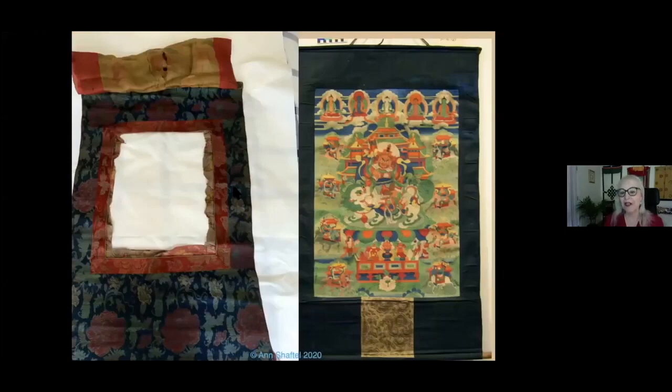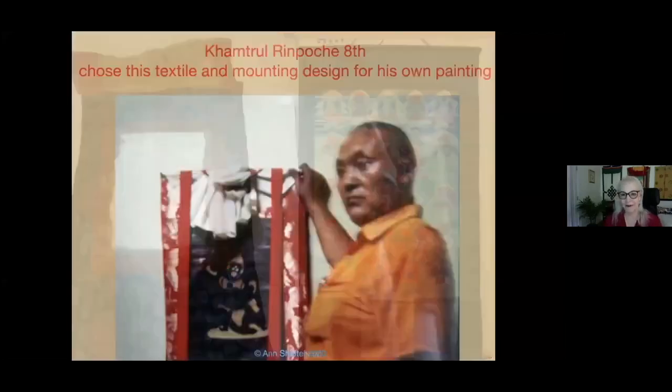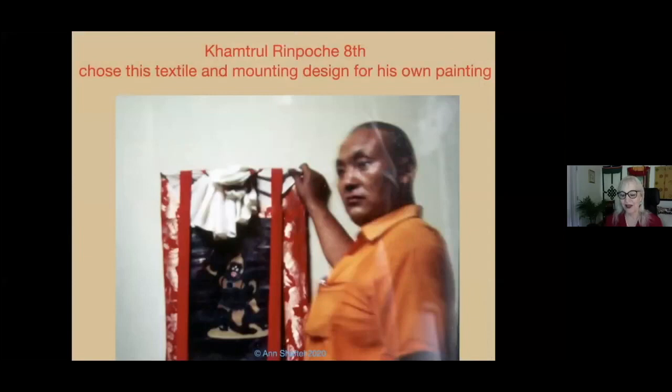Some styles of mountings, because thangka mountings are both regional and by choice of the collector or the artist or the monastery, sometimes have one rainbow, and this style of mounting has no rainbows. This teacher, Khamtrul Rinpoche VIII, the great painter, he chose to have his own painting framed in a thangka mounting with no rainbows.